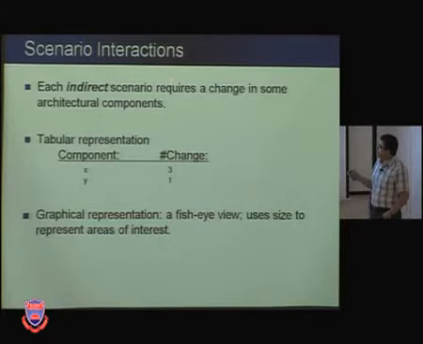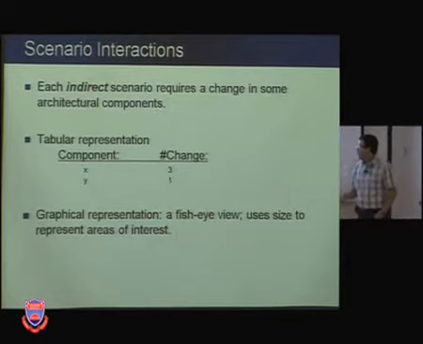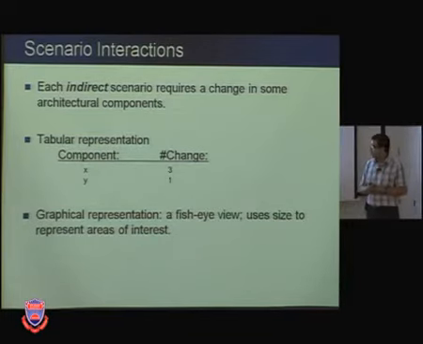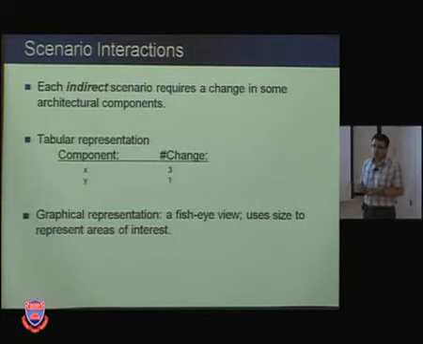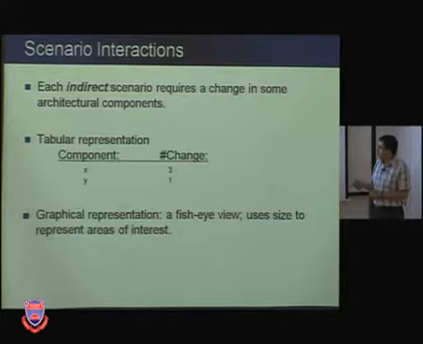So how do we define these scenario interactions? How do we represent these? It's quite easy. The first one is tabular representation. We just list the components, module X, module Y, and we define the number of changes to that component. Well, component X requires 3 changes. Component Y requires 1 change. Just tabular. Or the second approach is a graphical representation, in which we provide a so-called fisheye view.